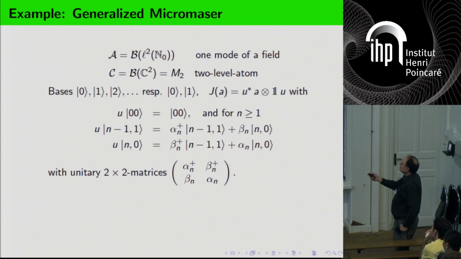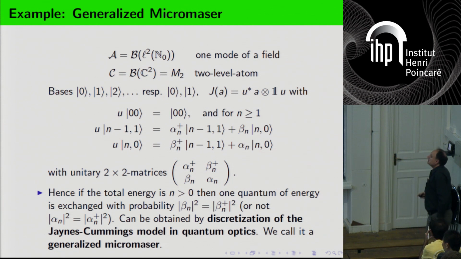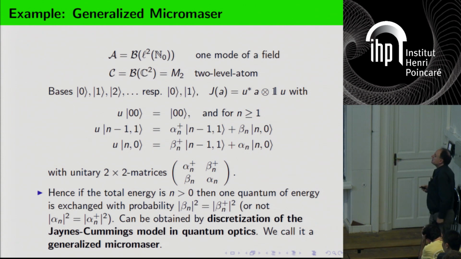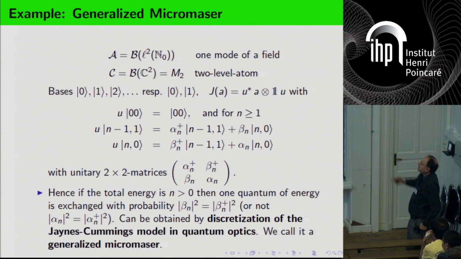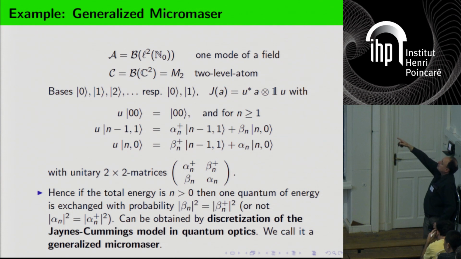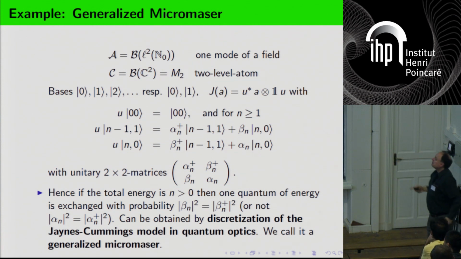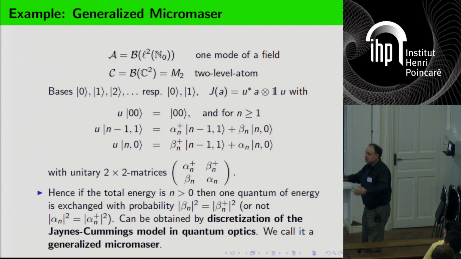This is something which can be obtained by the discretization of the Jaynes-Cummings model in quantum optics. And we call this a generalized micromaser, but by discretization you get specific coefficients. And what happens? Well, you should think of the entries in the basis as the energy which is present. So if you have no energy in the field and in the atoms, then nothing happens. So U of 0, 0 is 0, 0, an invariant vector.